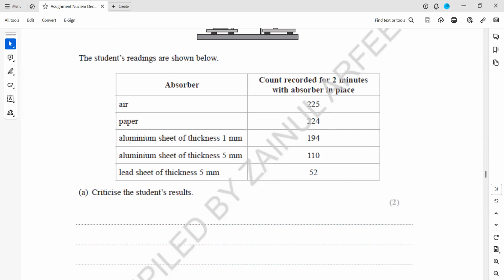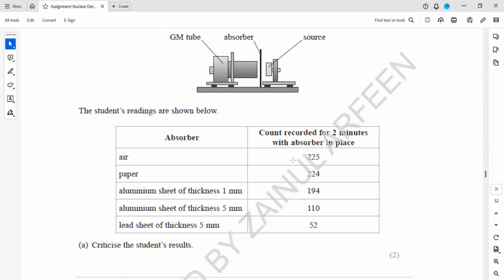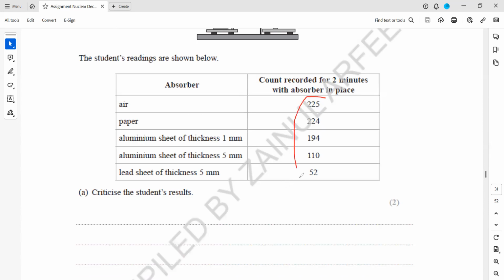So, whenever you have to criticize the results, you have to check the difference in the values, the number of significant figures used, or whether any repetition is there or not. So when you check the gap between the values, the first thing is you don't find any repetition. The student measured the radiation recorded when paper is there, and when an aluminum sheet with a 1 millimeter thickness is there. So there is no repetition.